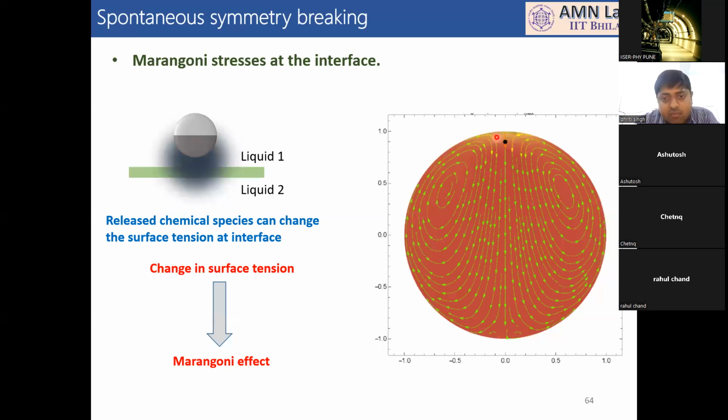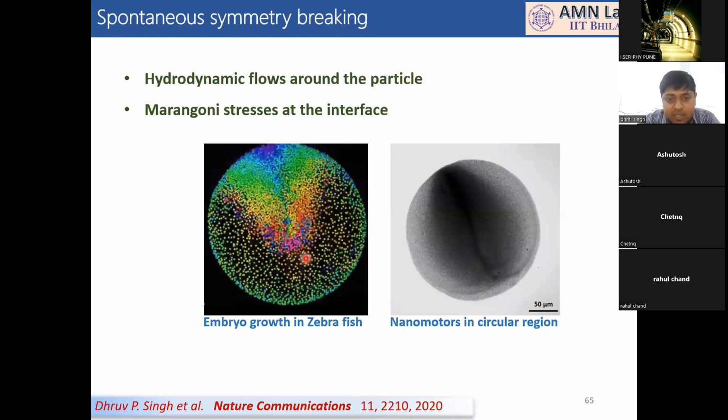And Marangoni flows also look very similar to the flows that we saw. I mean, these are the theoretical trajectories of the flow generated inside the circular chamber. These trajectories are generated only for a single particle. And when you have many particles, then these flows get strengthened and they form the state that we saw in the video. So I'm not going into the detail of the mechanism here. If you're interested, you can discuss it later.